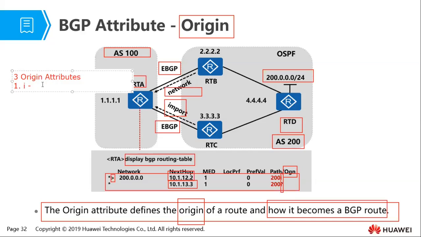So the I indicates that the route has been injected to BGP using the network command.